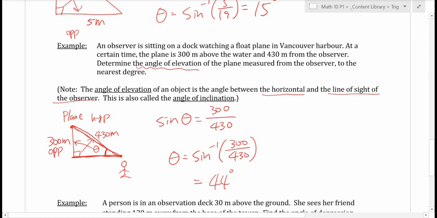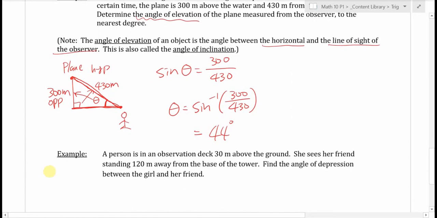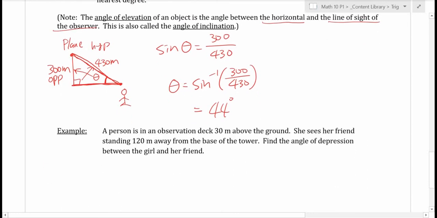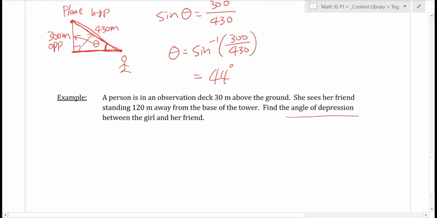Okay, so I've done 2 examples, so why don't you try the last one? Well, I'll draw the diagram. You know what, because it says angle of depression, try to draw a diagram first on your own, and I'll explain to you what angle of depression is in a second.